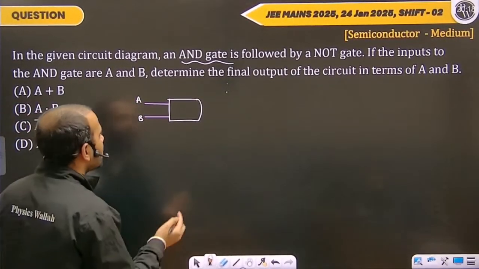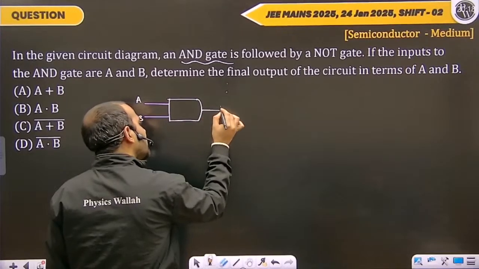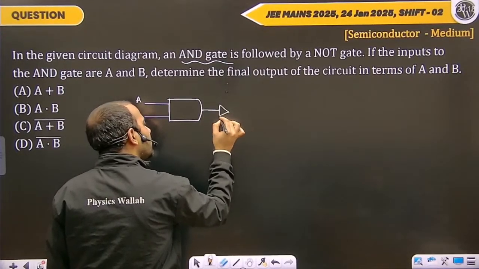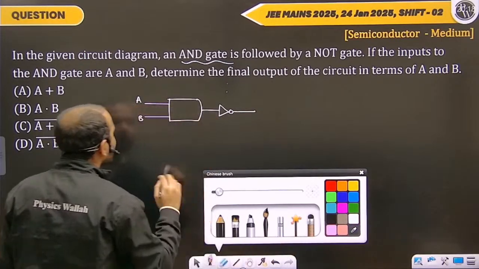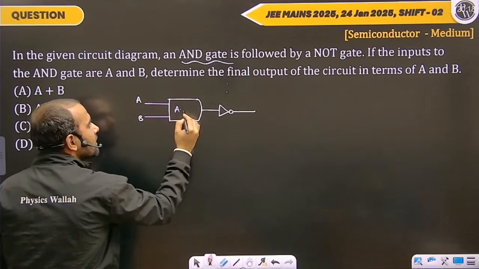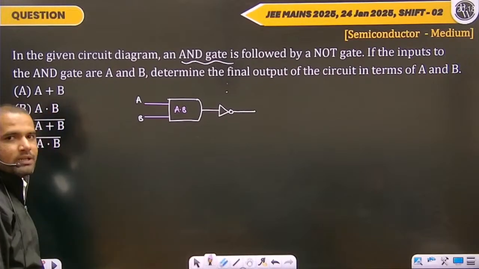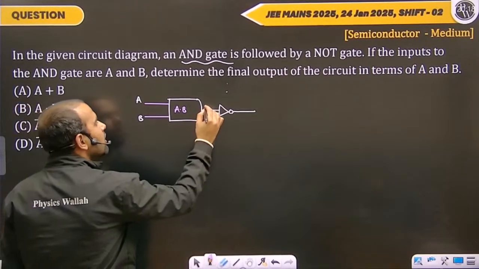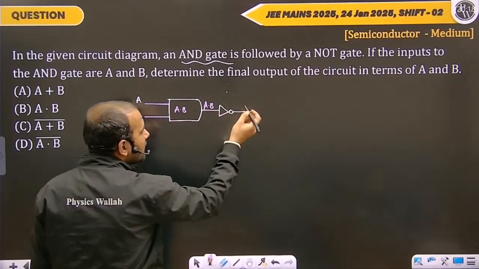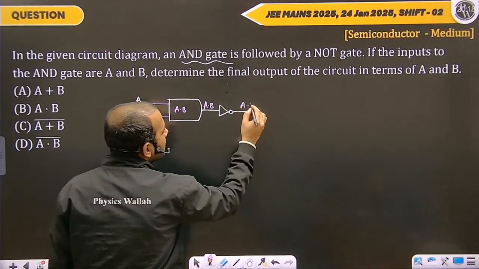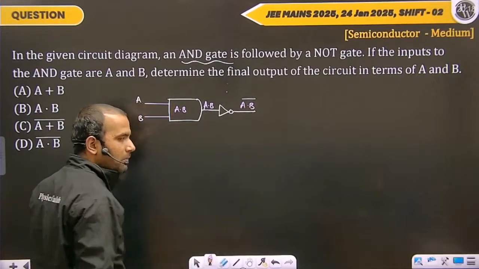It is followed by a NOT gate. The NOT gate will look something like that, right? If you take the AND gate, there will be a multiplication of the inputs. After going through the NOT gate, it will become AB bar.